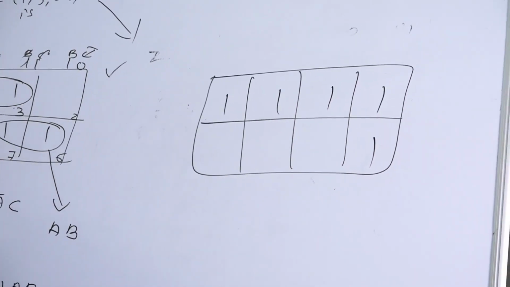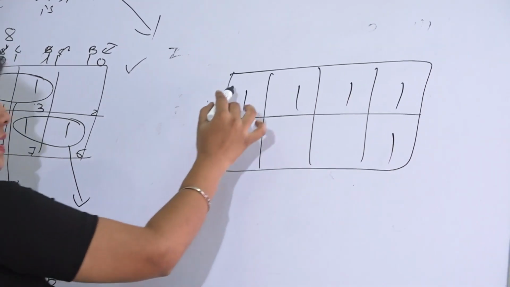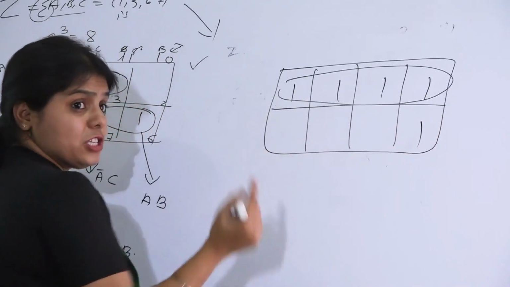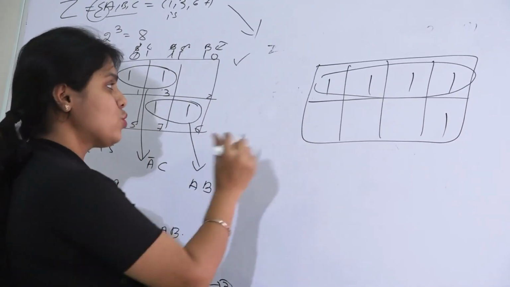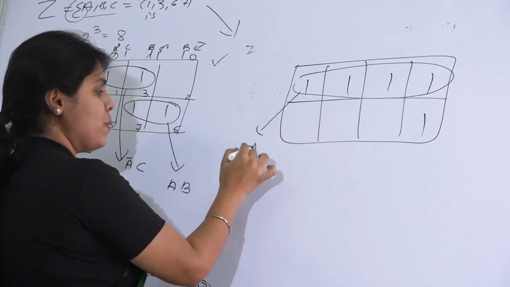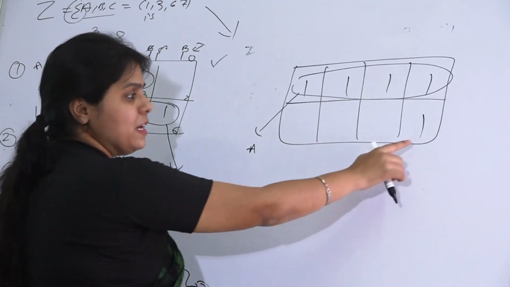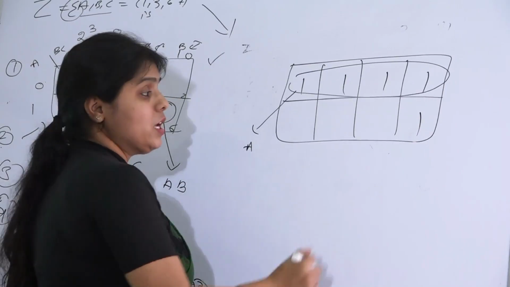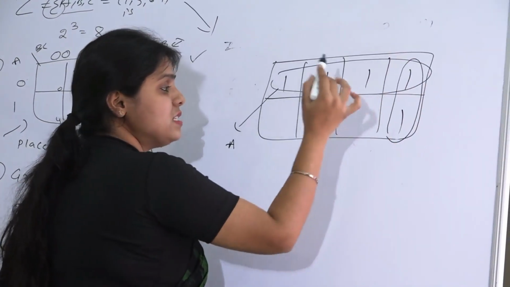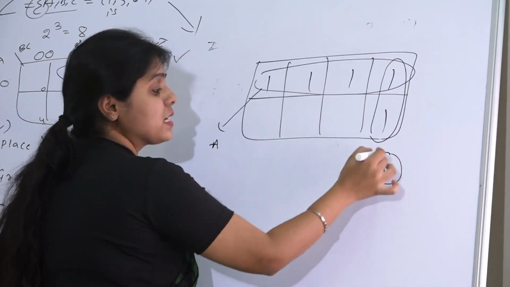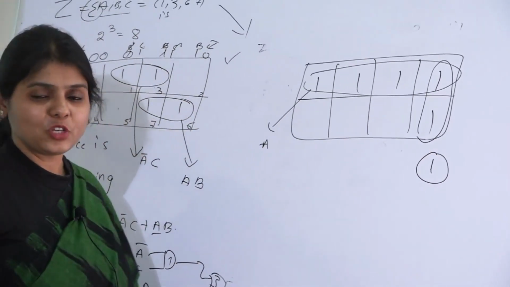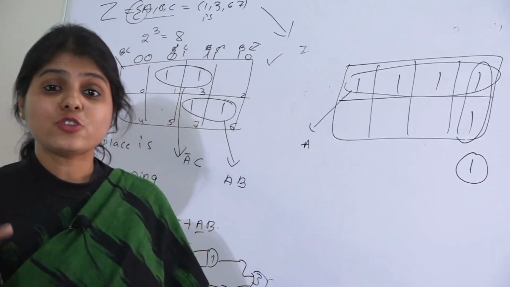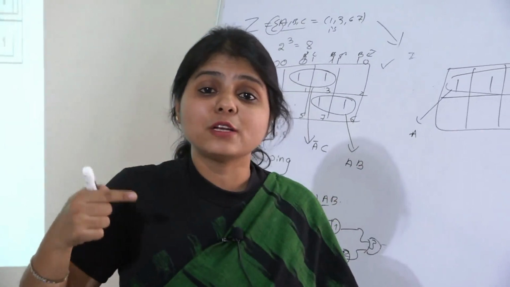Okay. Now when you look into this particular example, I can make a group of 4, which is my highest priority. So I will do this grouping, I call it group A, and next I am left with this. You would be confused on what to do with this one. Do I have to do pairing of this, or do I have to circle this as an individual term?